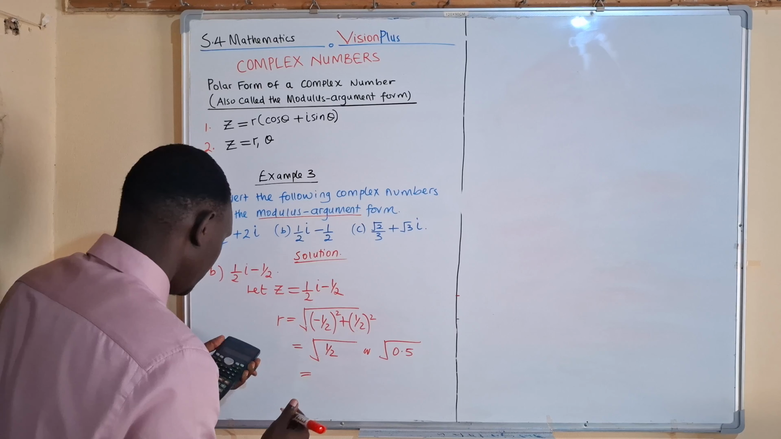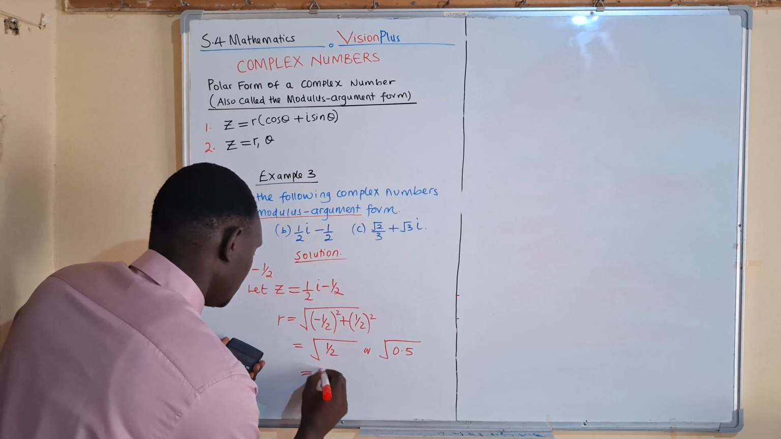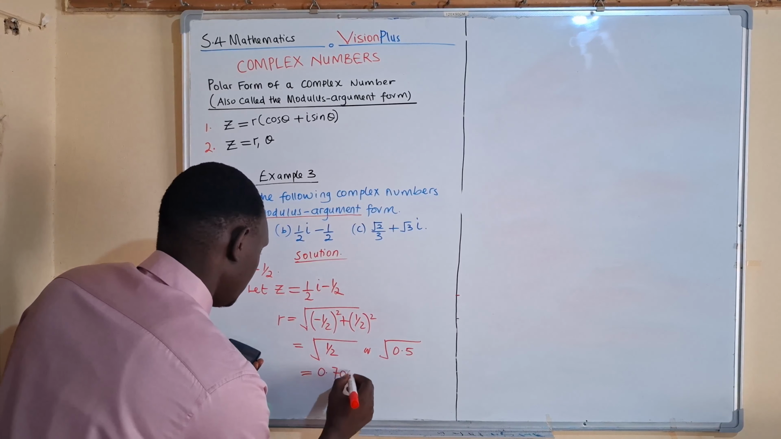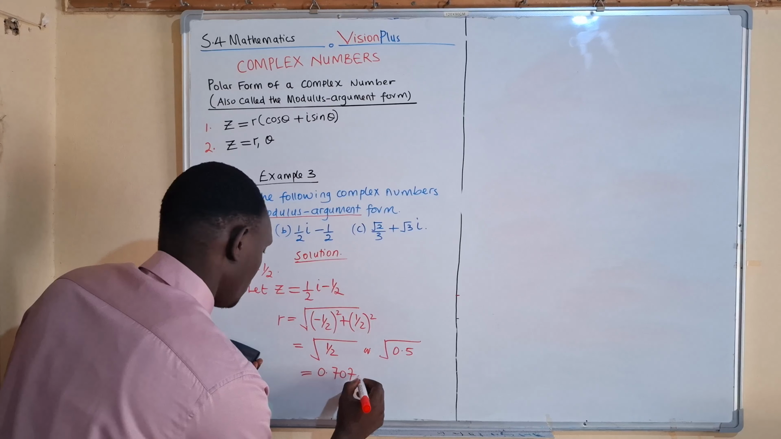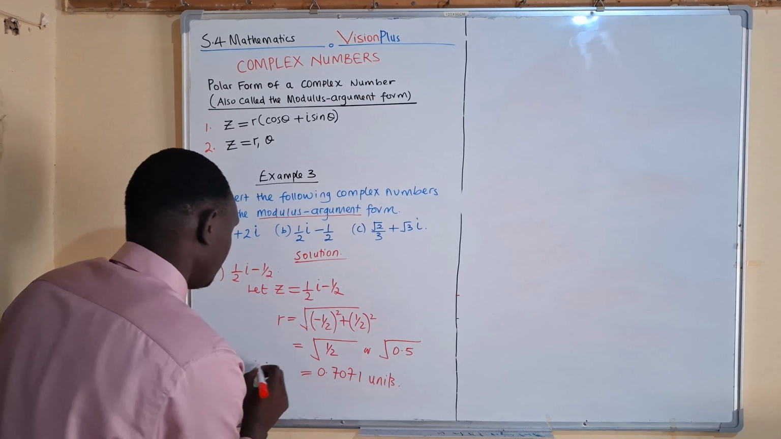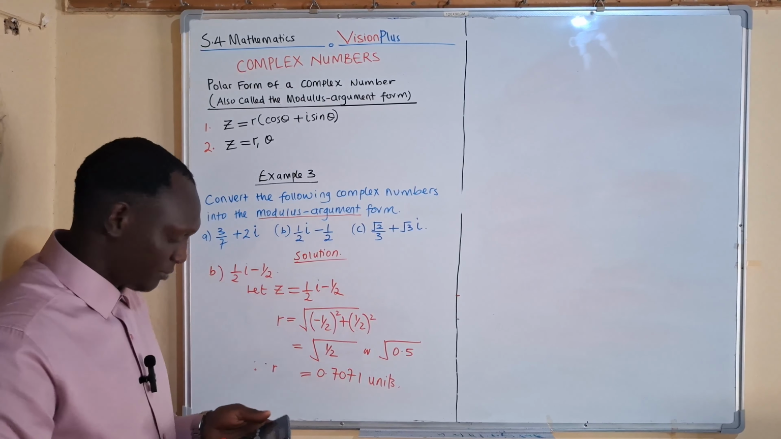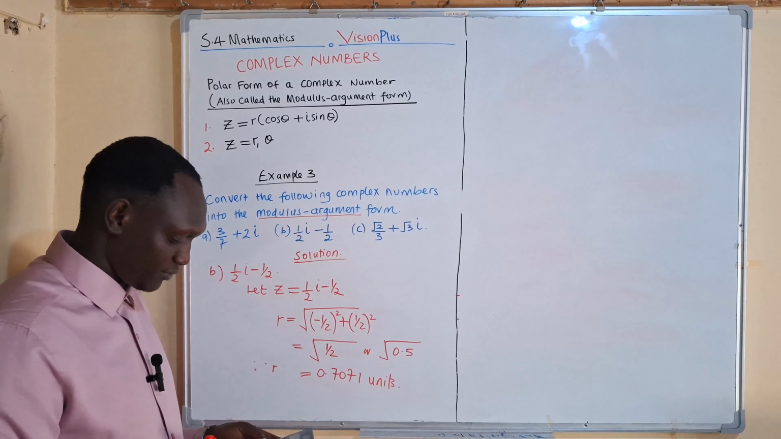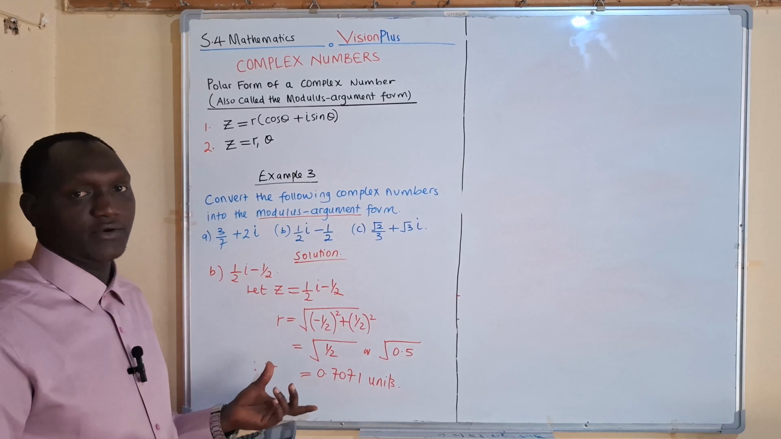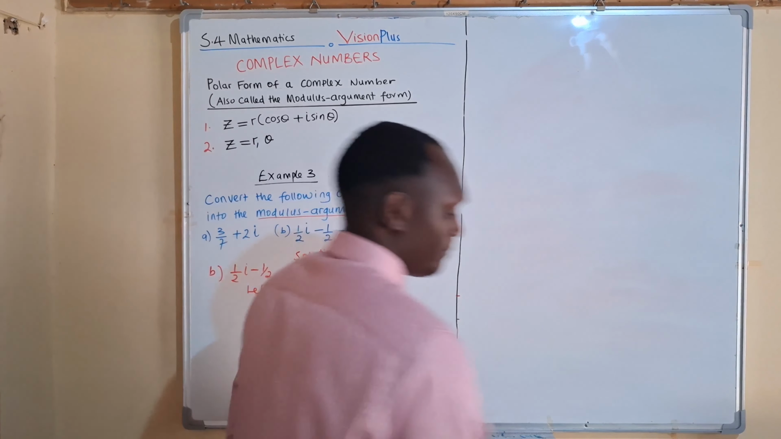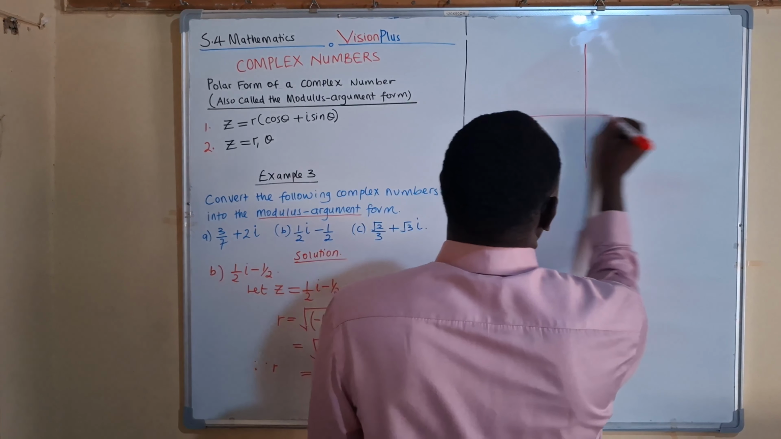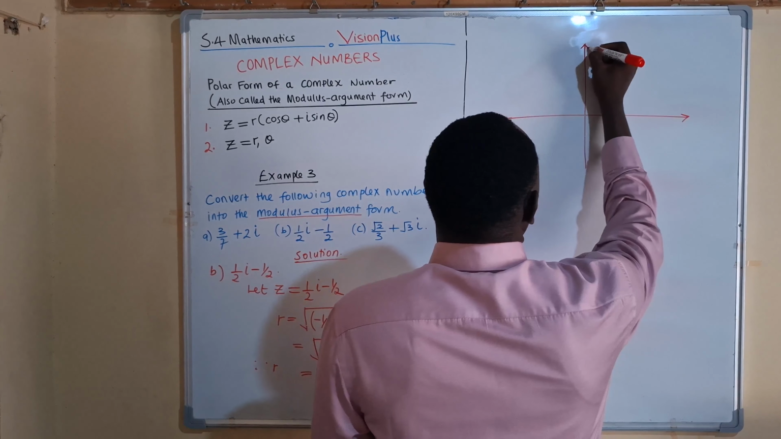It is 0.7071 units. This is the value of r. Let me confirm. 0.5 squared times 2 under root. Yes. So this is the value of r. Let us find the value of theta, which is the angle.